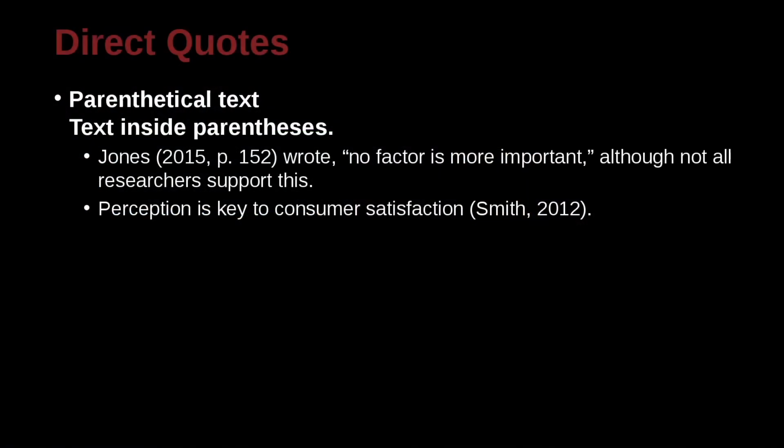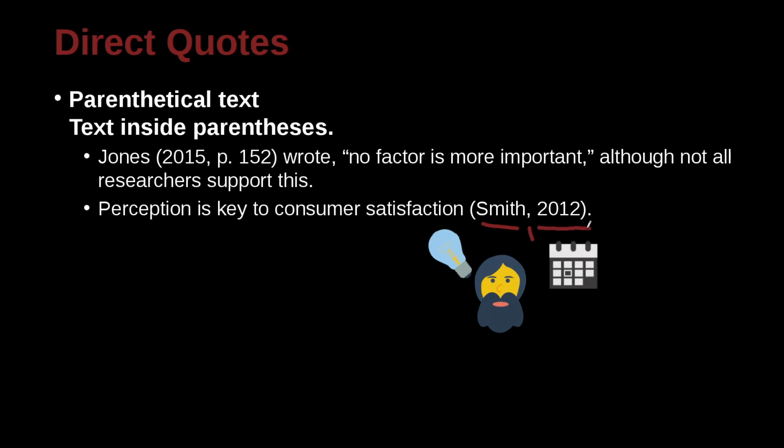In this one, it's much simpler, right? Because we're just going to say, this is the idea that came from this person. And who is this person? This person is the author Smith. And we have a comma. And then the year of the publication is 2012. So again, this is the APA rule we will look at more closely.